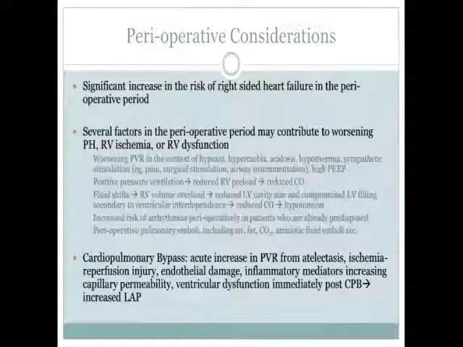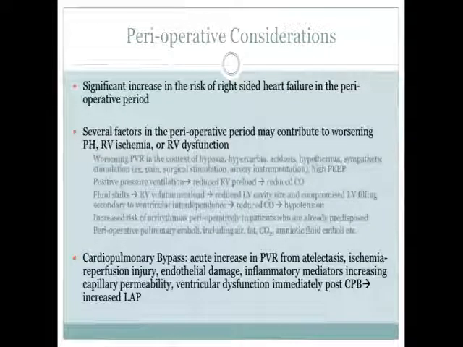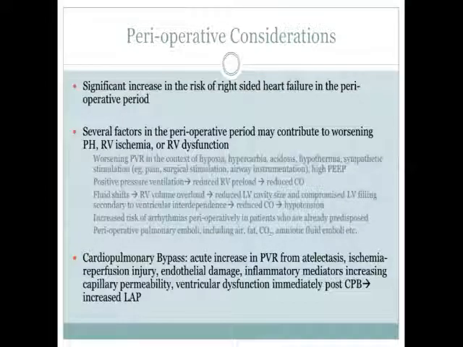So as we all know, you can get acute rises in your PVR with hypoxia, hypercarbia, acidosis, hypothermia, any sort of sympathetic stimulation like pain or airway instrumentation, super high levels of PEEP. And then again in the perioperative period, the positive pressure ventilation can cause reduction of your preload to the right side and reduce your cardiac output, which can further worsen RV ischemia.